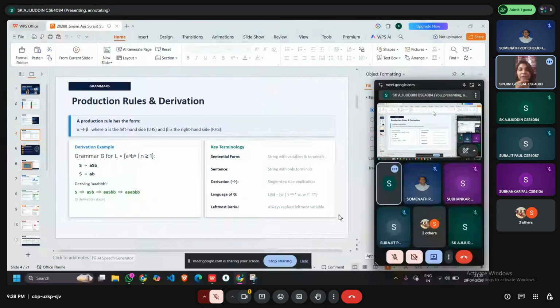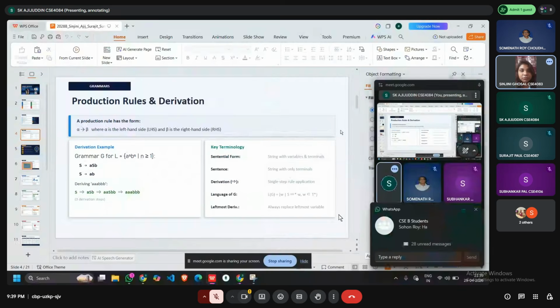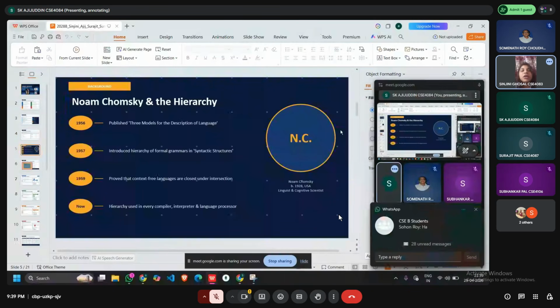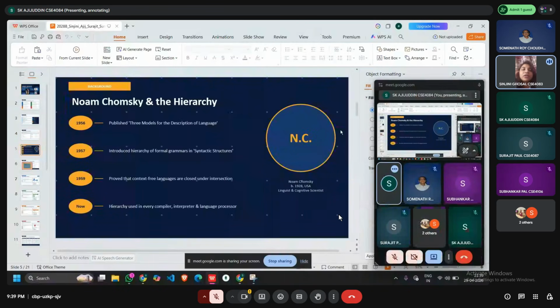Next slide, slide number 5. Background. Here comes Noam Chomsky. Noam Chomsky is the scientist who introduced the hierarchy in the 1950s. His work is the foundation of modern computer science. Today, it is widely used in compilers and programming languages. And because of him, we are now studying the Chomsky hierarchy.